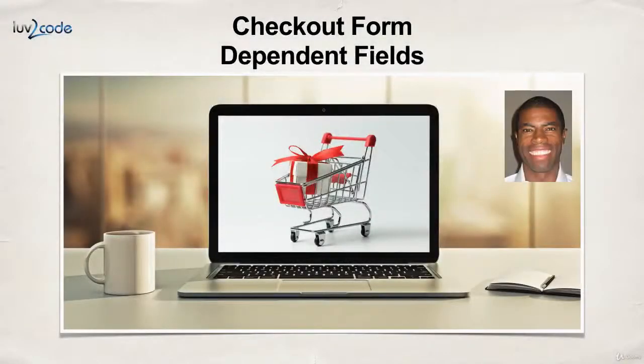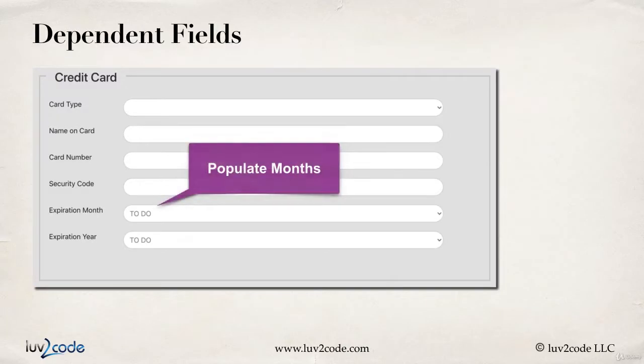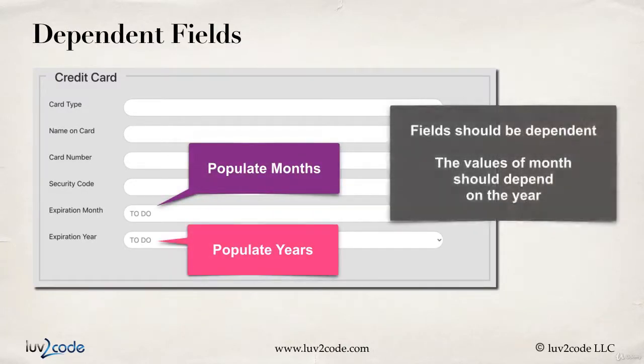In this video, we're going to make some updates to our checkout form to support dependent fields. So currently we have our credit card form. We have our expiration month and year. So we've populated that code already. But now the fields should be dependent. So the values of the month should depend on the year.